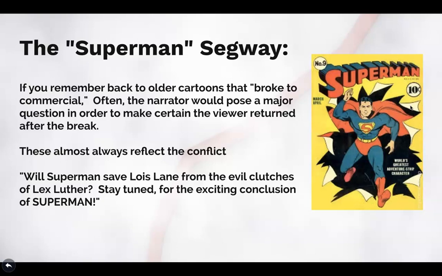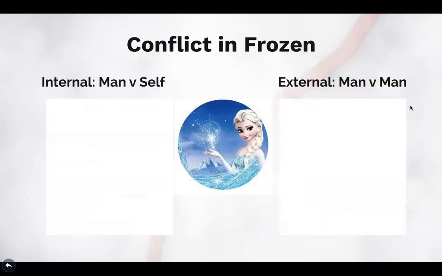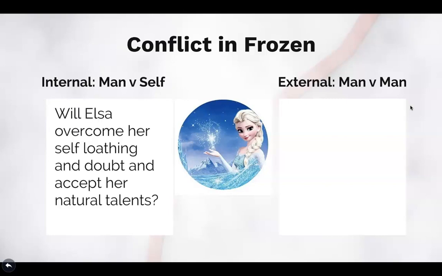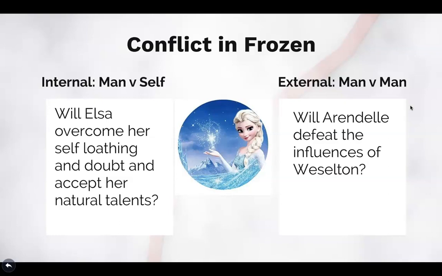So we look at this and we realize the conflict is, will Superman save Lois Lane from the evil clutches of Lex Luthor? This would be a man versus man. Superman versus Lex Luthor. Will he be able to save Lois Lane? So how about in Disney's Frozen? Internally, we have Elsa versus herself: will Elsa overcome her self-loathing and doubt and accept her natural talents? Man versus man is an external one, and we could break it down to, will Arendelle defeat the influences of Weselton?